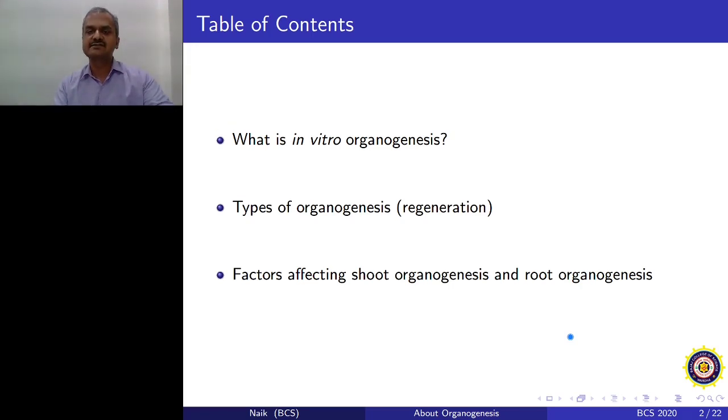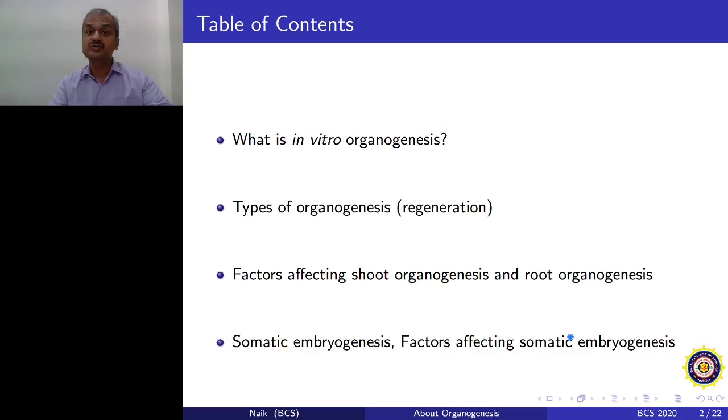We have already discussed in our previous session that there are three main factors. One is nutrient media, the other is plant growth regulator or the plant material, as well as the culture environment. So there are many other factors which also influence shoot organogenesis and root organogenesis. So we'll see those factors in this session.